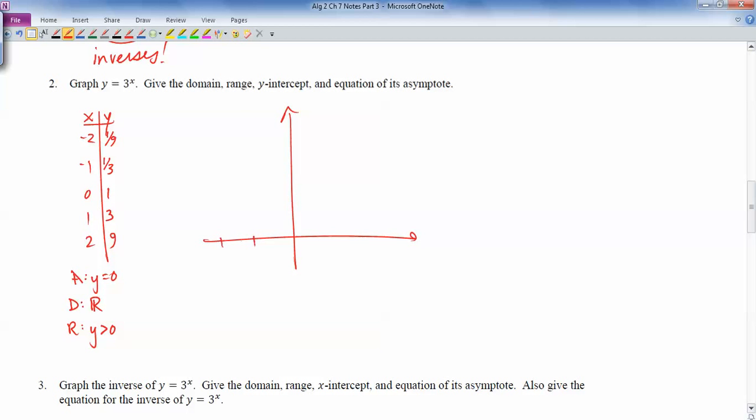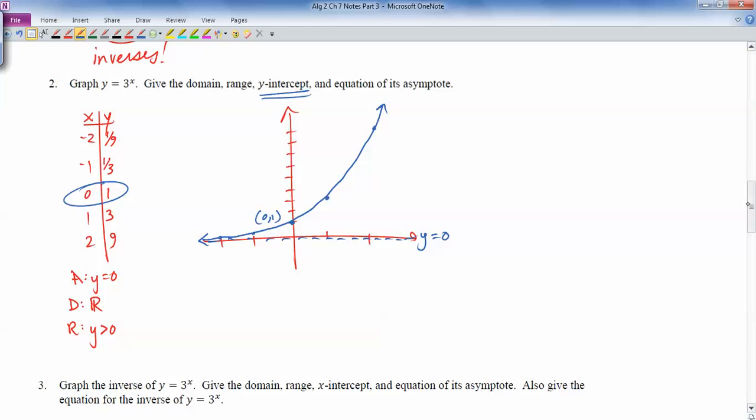So negative 1, negative 2, 1, 2, and then all the way up to 9. 1, 2, 3, 4, 5, 6, 7, 8, 9. Our asymptote is y equals 0. And then we've got some points here. Negative 2, 1/9 is just right there. Negative 1, 1/3 is a little bit higher. 0, 1 is right here. 1, 3 right there. 2, 9 way up here. And there's our graph. And then the y-intercept is this guy right here, 0, 1.